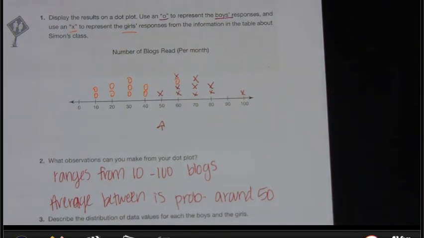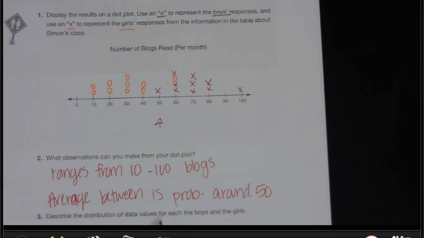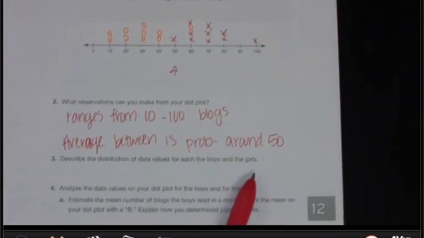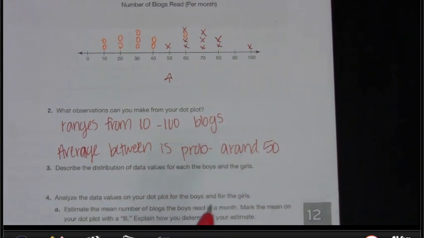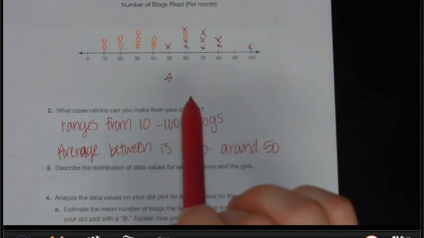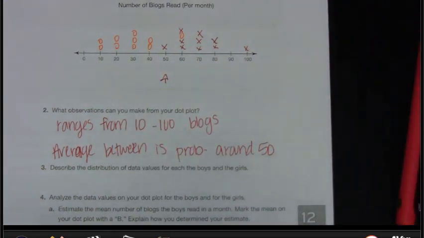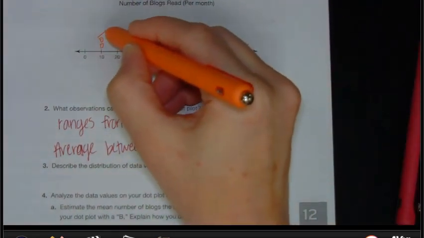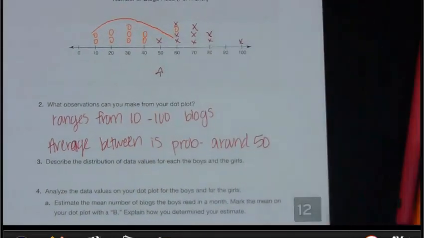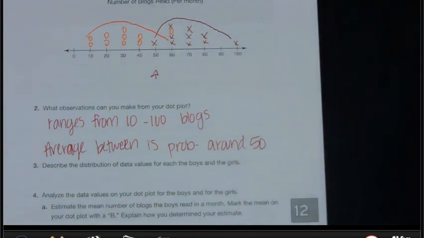Let's describe the distribution of data values for each of the boys and the girls. If you remember from the other day, when we look at distribution, I want to know, does this look symmetrical? Does it look skewed left or skewed right? If I look at just the orange, I have a little hump right here, and then another little hump right here.